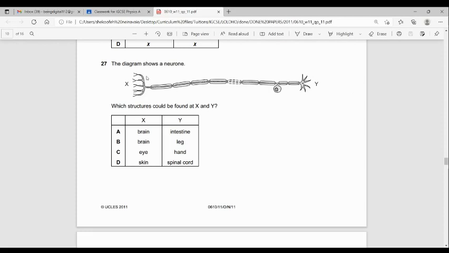So X can be the skin, and the spinal cord can be placed at Y. So A is wrong, B is wrong, and C also is wrong, because if it goes to the hand, then it should be a motor neuron. This is a sensory neuron. This is an example of a sensory neuron, not a motor neuron. So the answer is D.